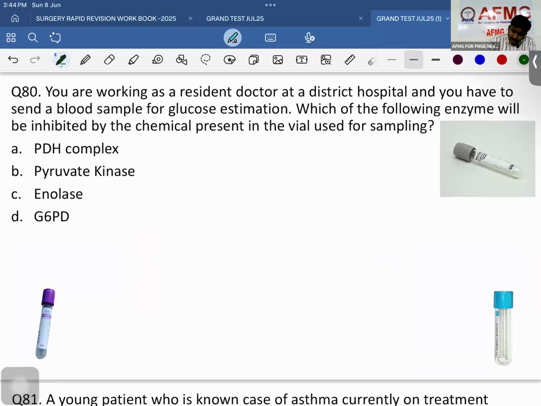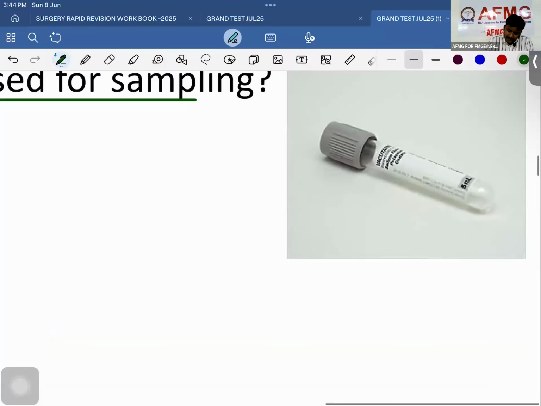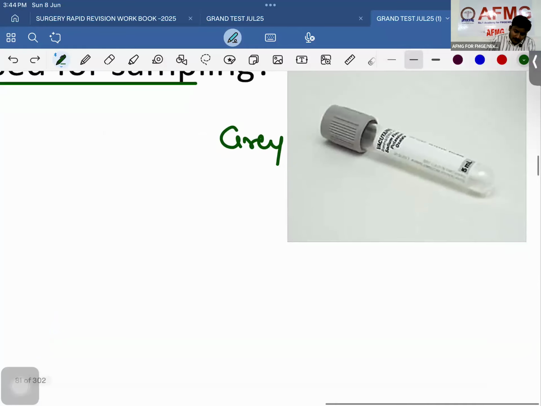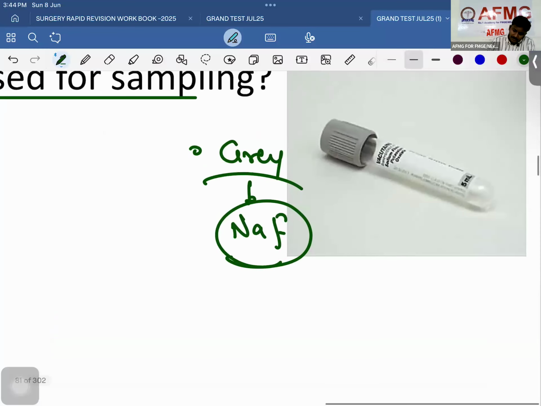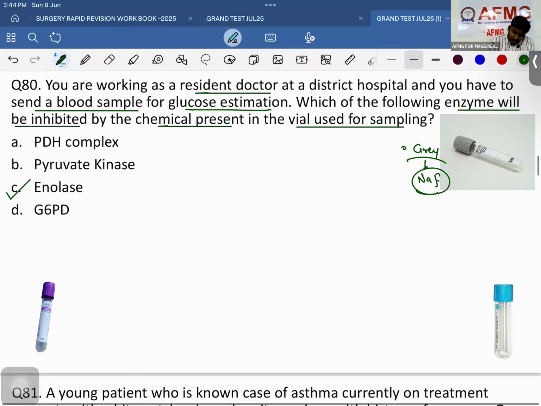Question number 80. You are working as a resident doctor, beta, at a district hospital and you have sent a blood sample for glucose estimation, बच्चे. Which among the following enzymes will be inhibited, beta, by the chemical that is present in the vial that is used for sampling? I have told you this. So we know, beta, that this is a gray color vial definitely, and that gray color vial is going to contain a chemical known as sodium fluoride. And we know sodium fluoride is known to inhibit the second last enzyme of glycolysis, known as option C, enolase, beta. And as glycolysis stops, therefore, even if you check the blood sample after 10 hours, beta, still the glucose values will be the same.